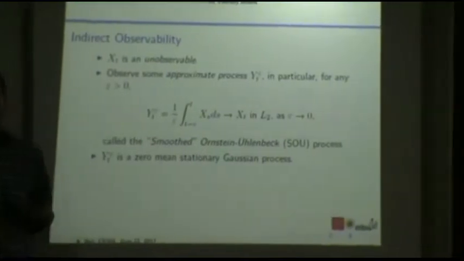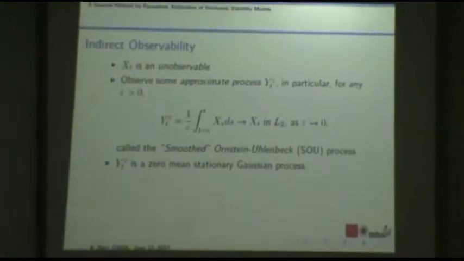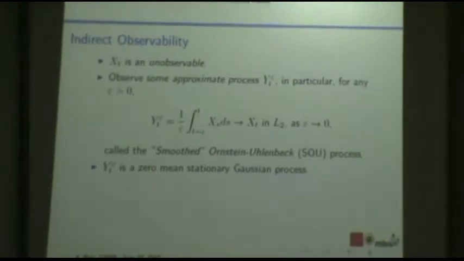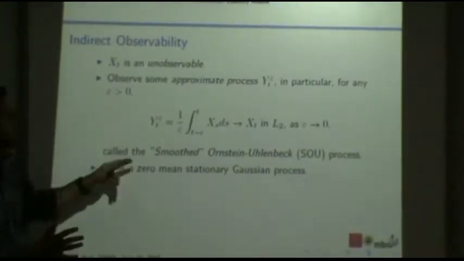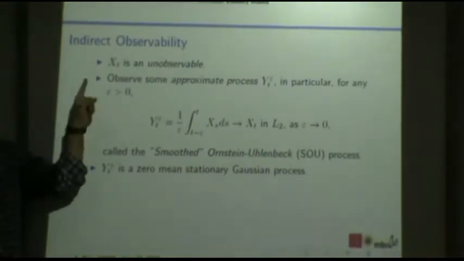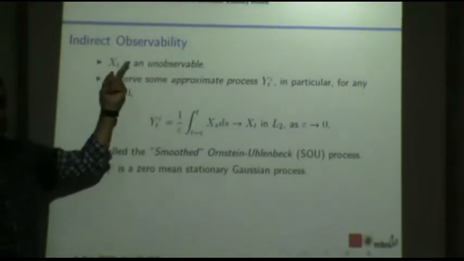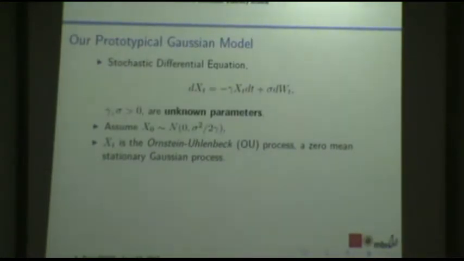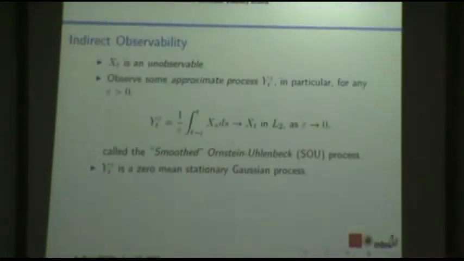Then step 2, doing some experimental study. Here things can be calculated exactly. But the idea I'm trying to convey is what would be the asymptotic properties of the estimators lambda and sigma in the previous equation if I base their estimation on process Y_t^epsilon, which is my smoothed OU process. Y_t^epsilon is a zero mean stationary Gaussian process. We can show that very easily.